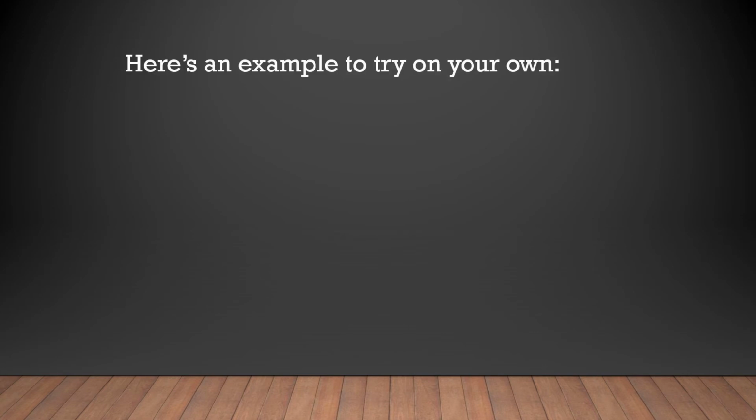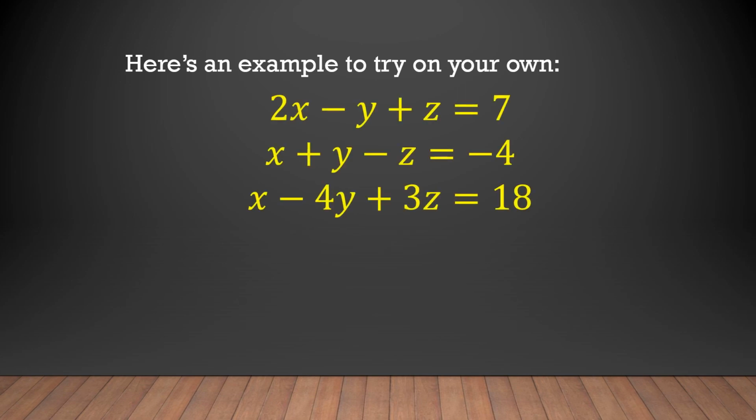So before I go, I want to give you one problem to try on your own. So here's a system of 3 equations and 3 unknowns. Okay, so take a moment and copy that down. 2x minus y plus z equals 7. X plus y minus z is equal to -4. X minus 4y plus 3z is equal to 18.